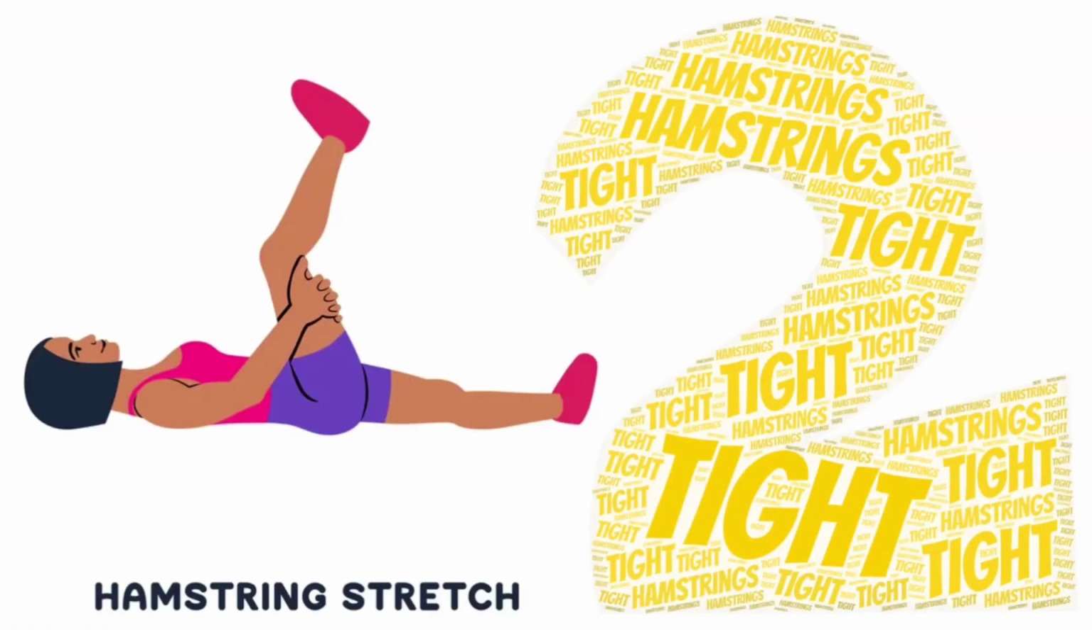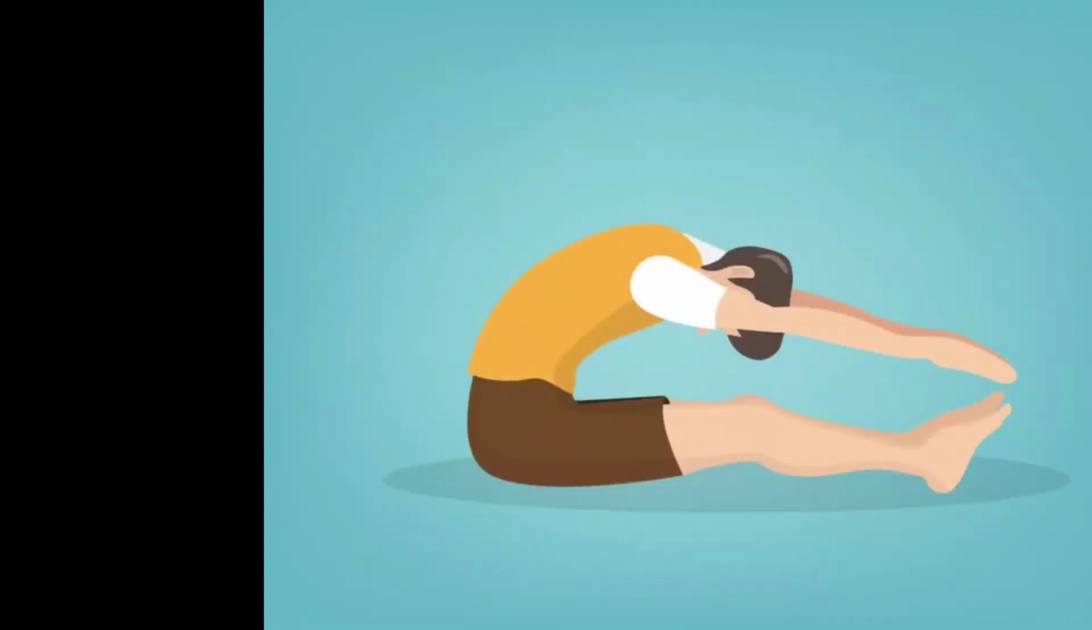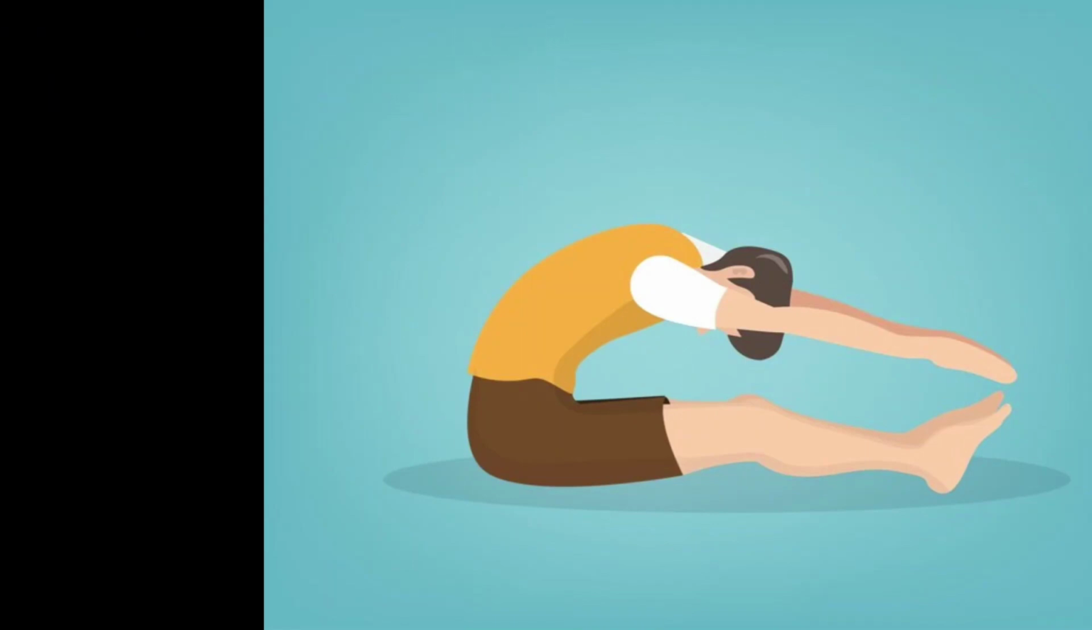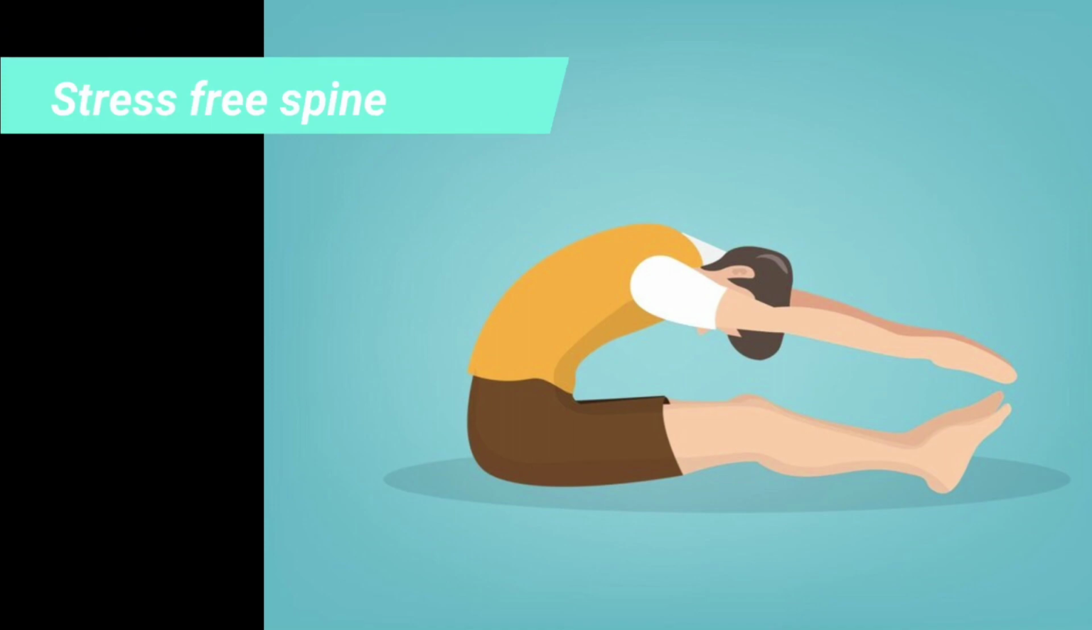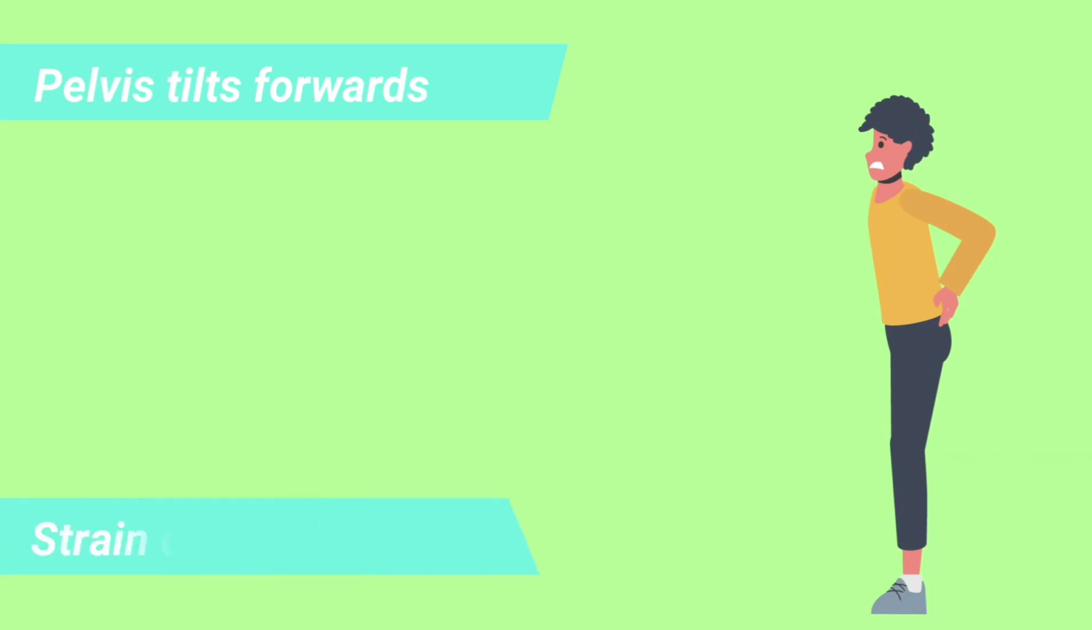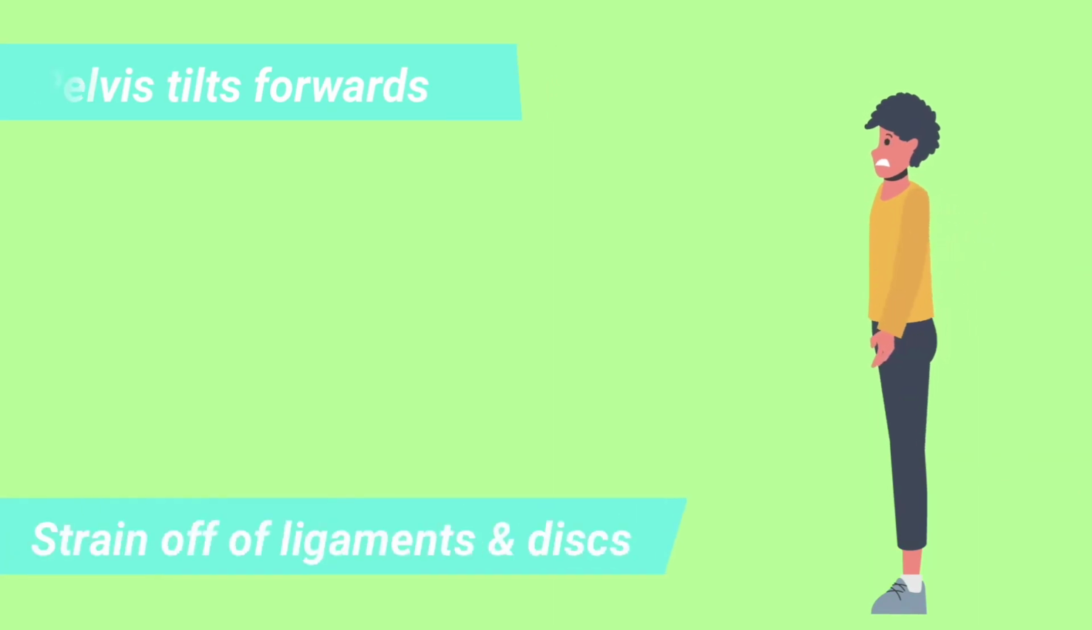Second is stretching the tight hamstrings. Lengthening your hamstrings is the key to moving your body as it is intended to and not putting unnecessary stress on your spine. When your hamstrings are relaxed, it allows your pelvis to tilt forwards, and this takes the strain off the ligaments and discs.